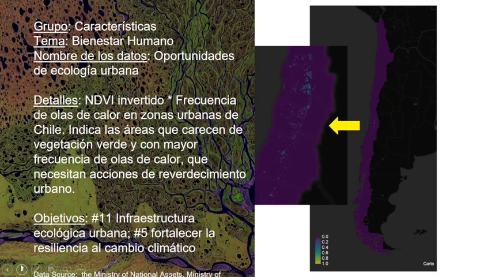And we reverse it so that places which are very brown and gray are given a high value. And then we multiply that by heat wave frequency within urban areas in Chile. So we have this measure of locations within cities that experience extreme heat, as well as places that don't have a lot of greenness. Now, this is because greenness can really help buffer against these heat events, as well as have other health and well-being benefits for people.